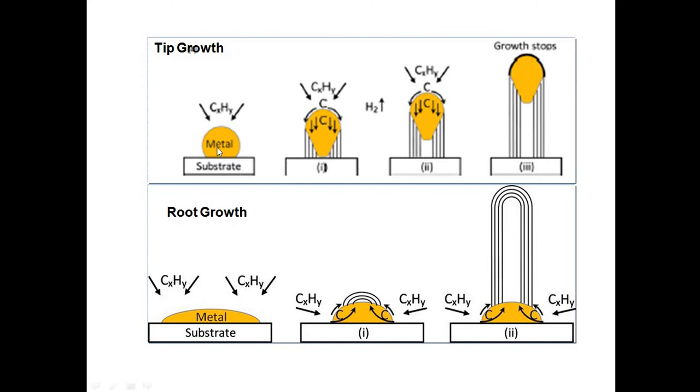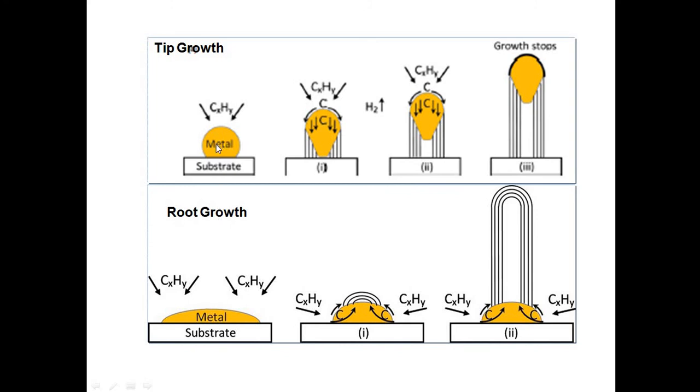There are two mechanisms. One is the tip growth mechanism and the other is the root growth mechanism. As we know, in CVD, chemical vapor deposition, synthesis of carbon nanotube takes place on the surface of the catalyst. So how does this growth take place? For the growth of carbon nanotube, there are two mechanisms. One is tip growth, another is root growth.